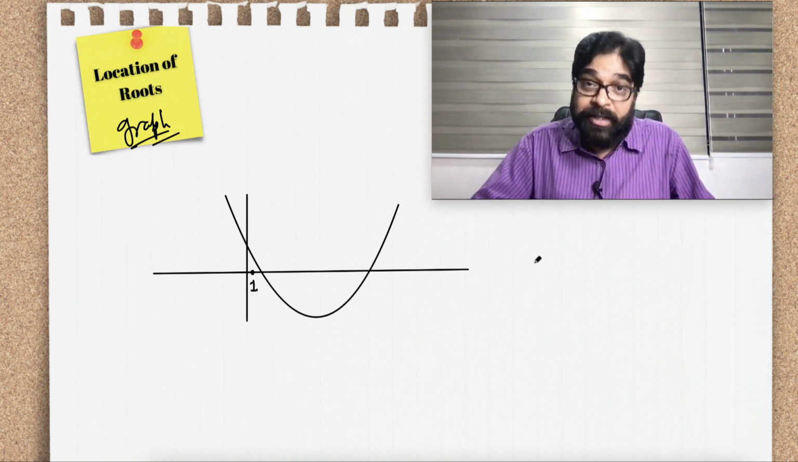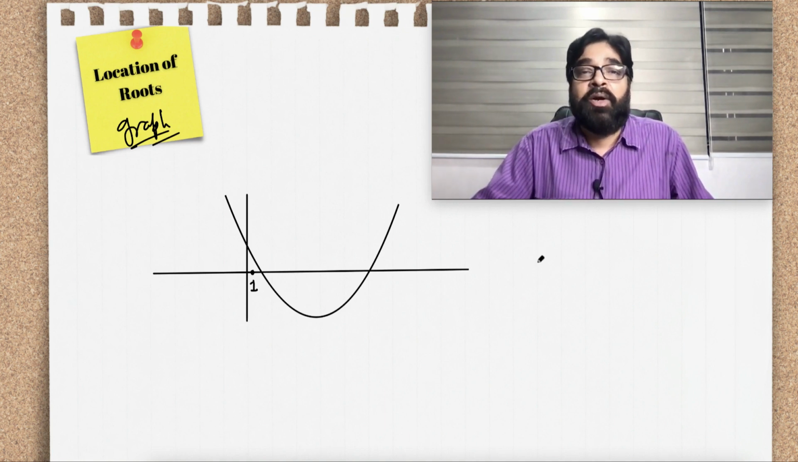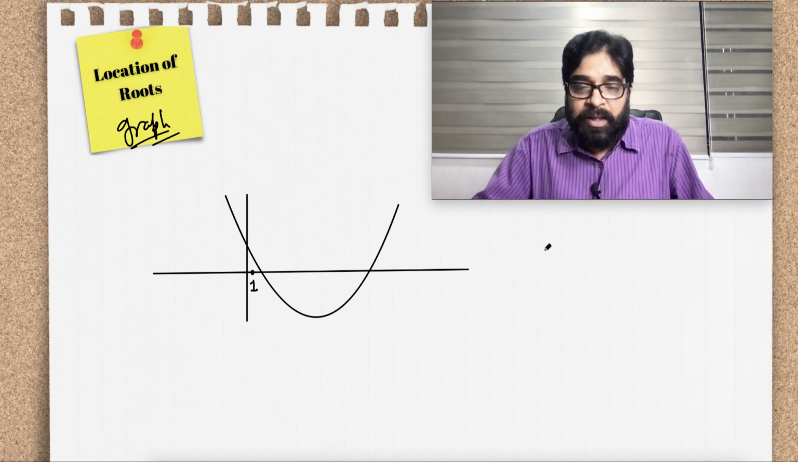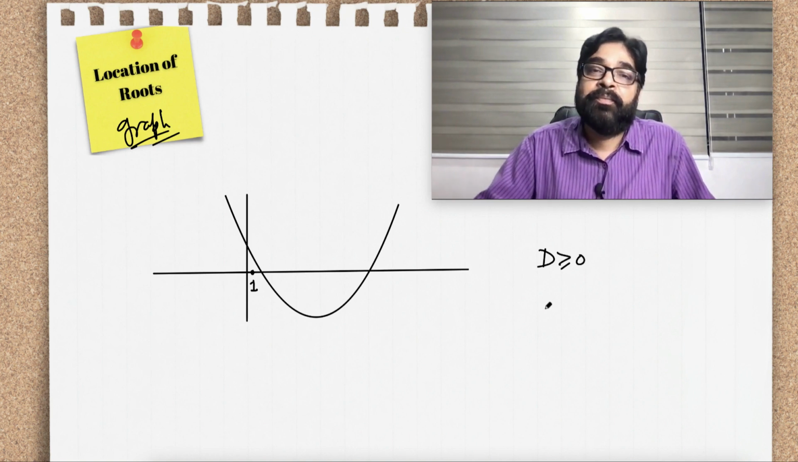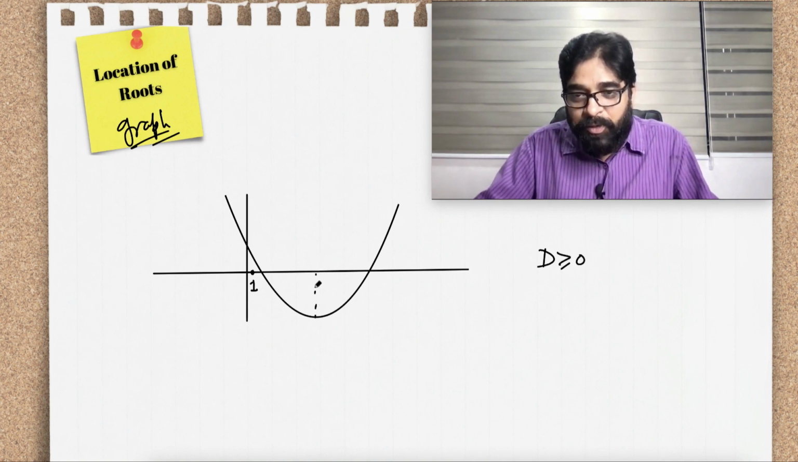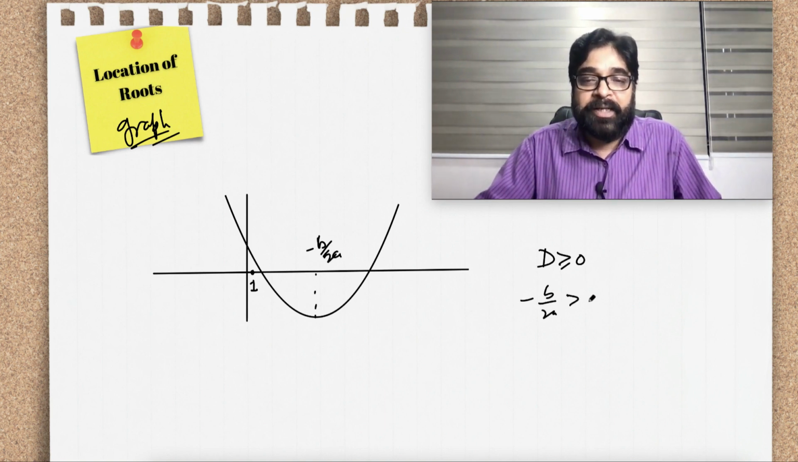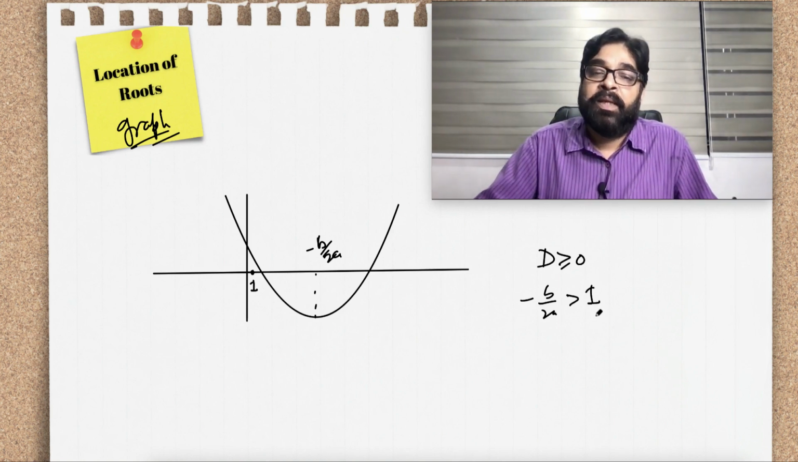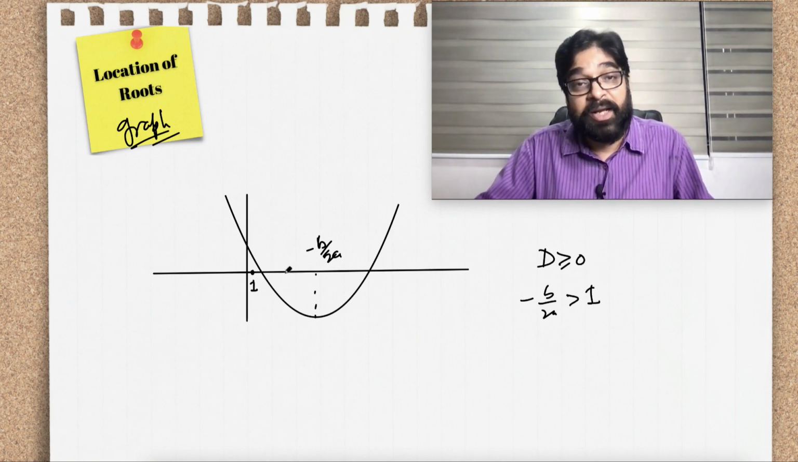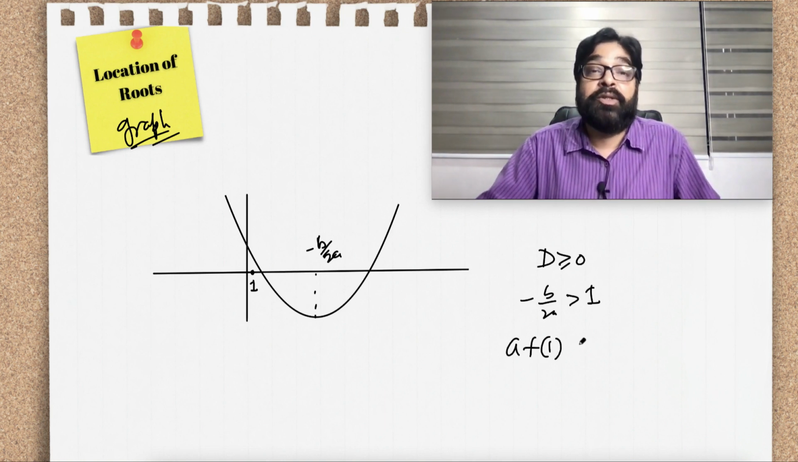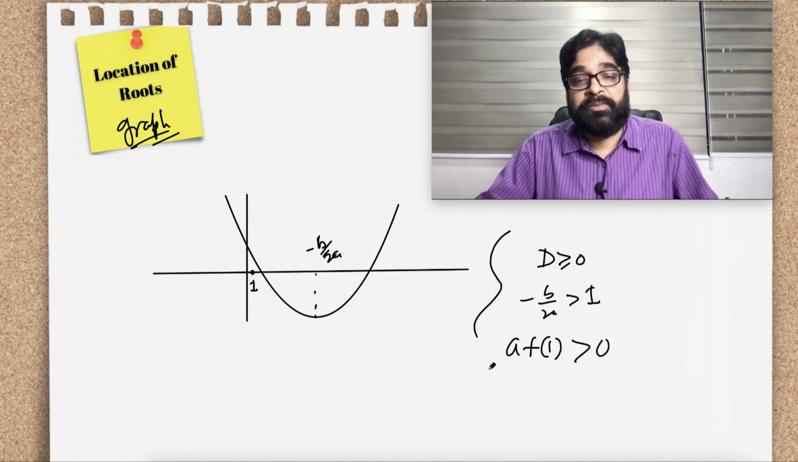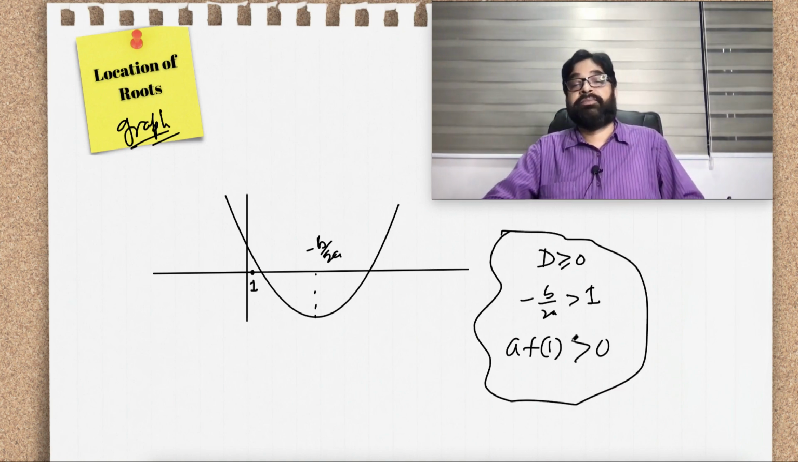Simple. Those students who already studied must know this logic. If both roots are greater than 1, what will be the condition? All of you know, no? D greater than or equal to 0. This point, this coordinate I just told you, no? Minus b by 2a, the x value, minus b by 2a greater than 1. But this is not a sufficient condition because 1 can come here also. So what is the condition? A into f of 1 must be greater than 0. Check it. Enough. Done. Question done.